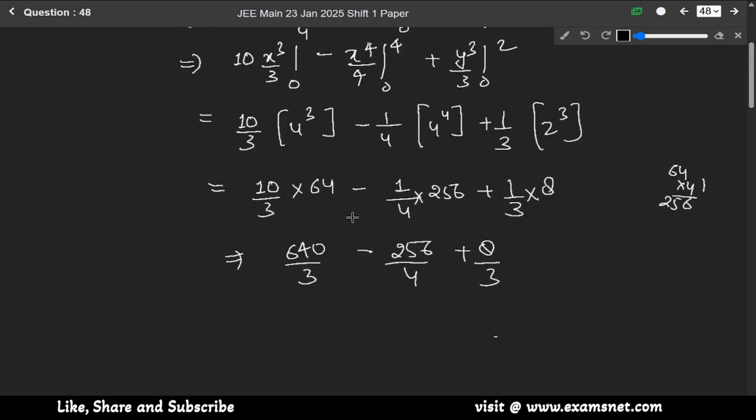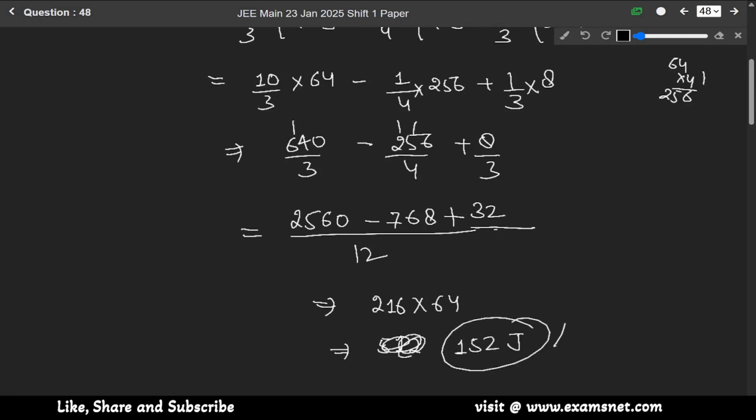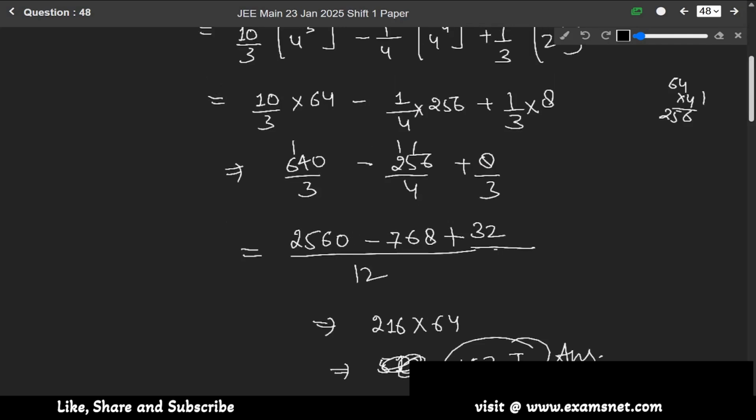So solving it, we get the result. Sorry, not 512. It will be 152 joule. Okay. So the answer is 152 joule.